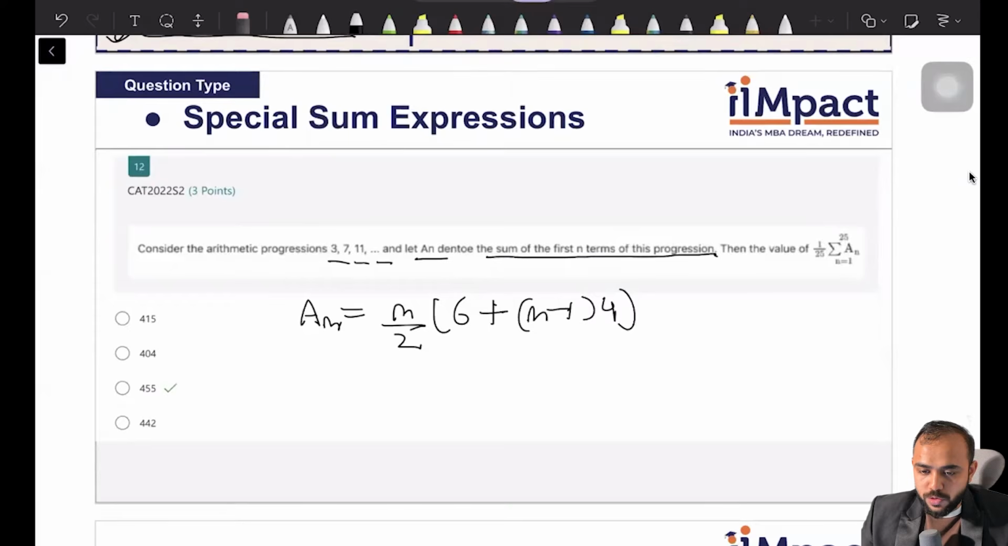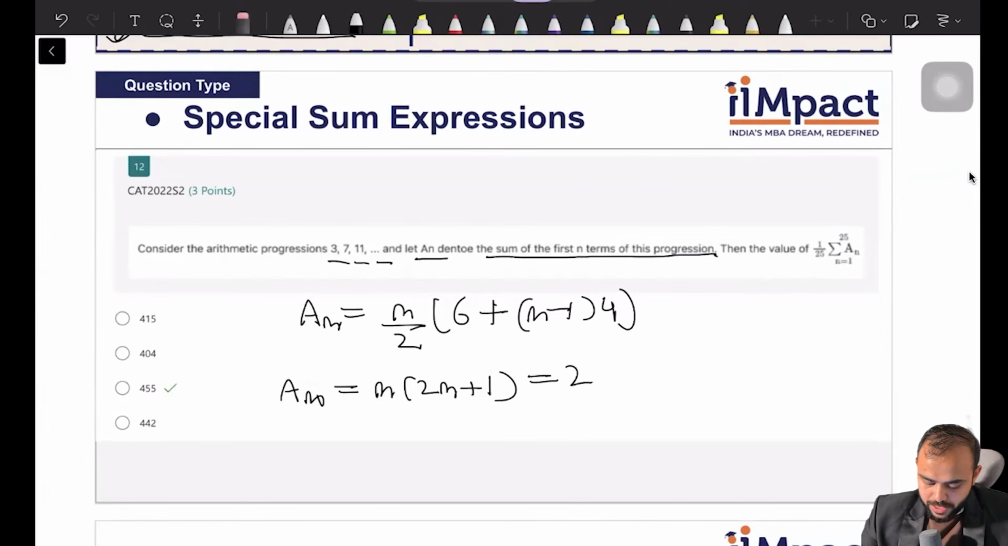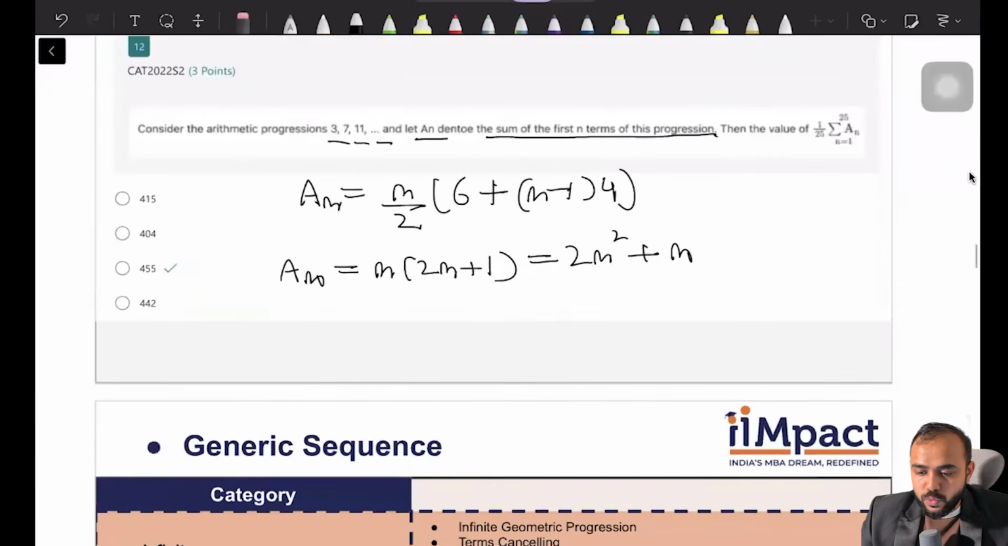This is the value of an, which is at the end going to be (4n plus 2) divided by 2. So n into (2n plus 1). Correct? This is the value of an, and an is given to you as what? 2n square plus n.